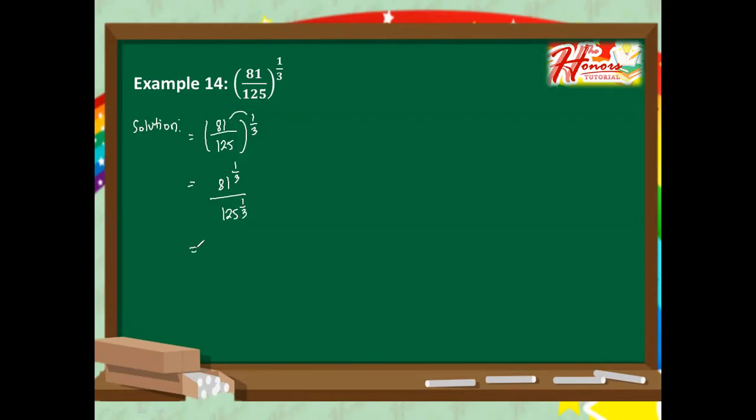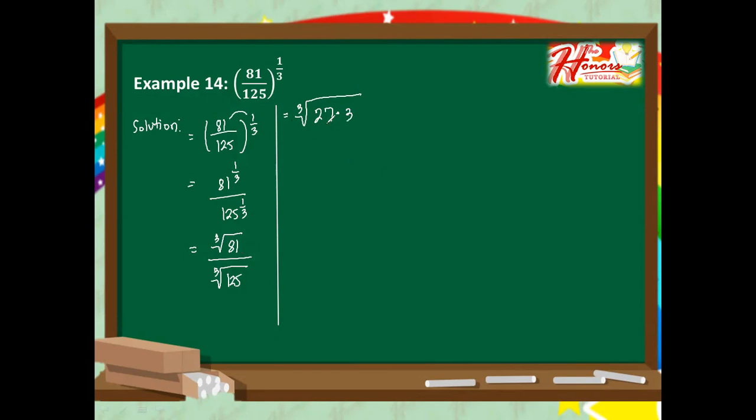And then we are going to change this into radicals. It will become the cube root of 81 over the cube root of 125. There's no exact cube root for 81. So therefore, we are going to factor 81. The first factor should be a perfect cube number and the other one is not. And that is 27 times 3. So 27 times 3 is 81.